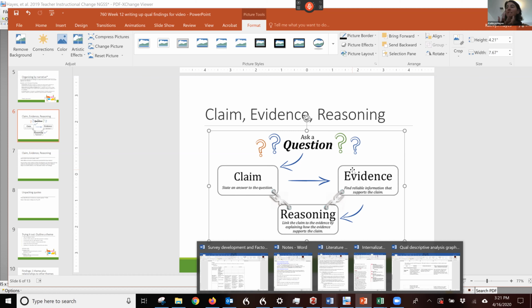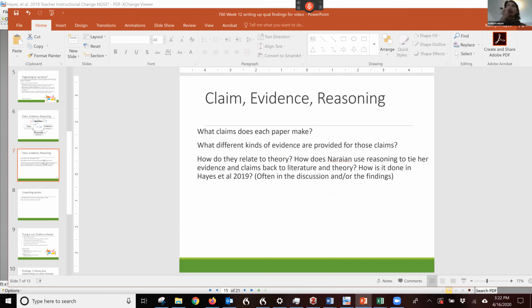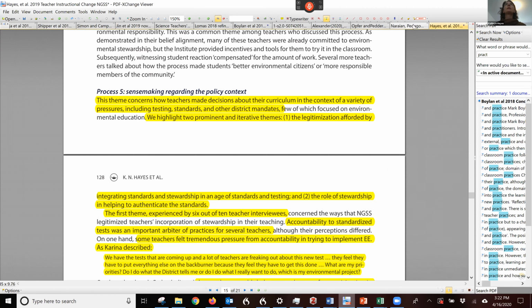Then you provide evidence to support that claim. So you provide a claim, and I'm going to give you a lot of examples. You provide evidence to support that claim. But that is incomplete without reasoning. Reasoning is a logical link, but it's also, in our case, a link to the broader literature and to our theoretical understanding of things. All right, so I'm going to talk a little bit about the claims made in Narian and Hayes, the kinds of evidence that are provided, and how it's related back to theory through reasoning. Okay, so Narian.